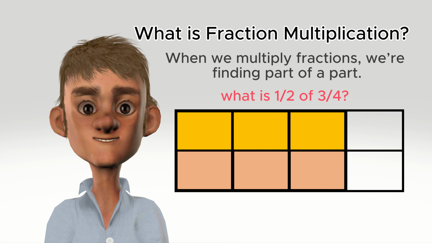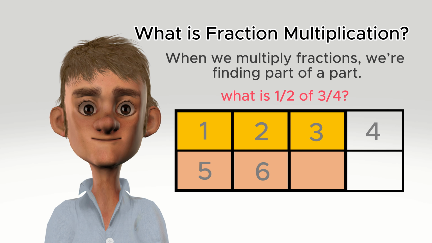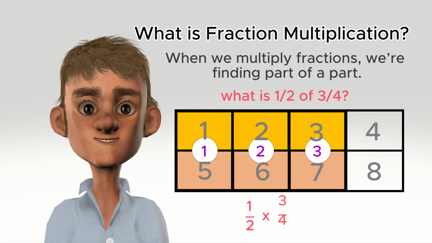How many parts does the whole rectangle have? 8 equal parts. How many are double shaded? 3 parts. So 1/2 times 3/4 equals 3/8.